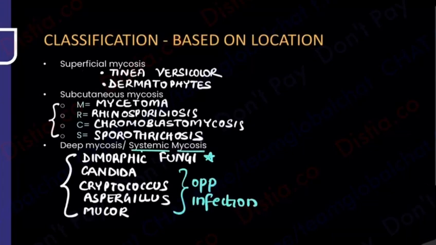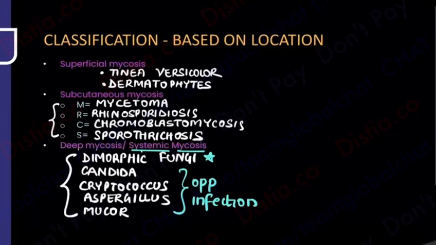So now we've done the classification on the location also. Number one, the superficial mycosis. Superficial is all the tenias, tenia versicolor, tenia coming under dermatophytes. Then subcutaneous. Subcutaneous is MRCS. Then the deep ones, deep are dimorphic. Deep are dimorphic and the opportunistic infections. So that wraps up our classification on the basis of the location.